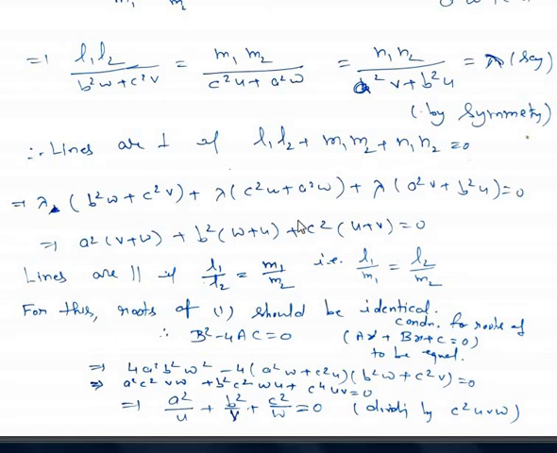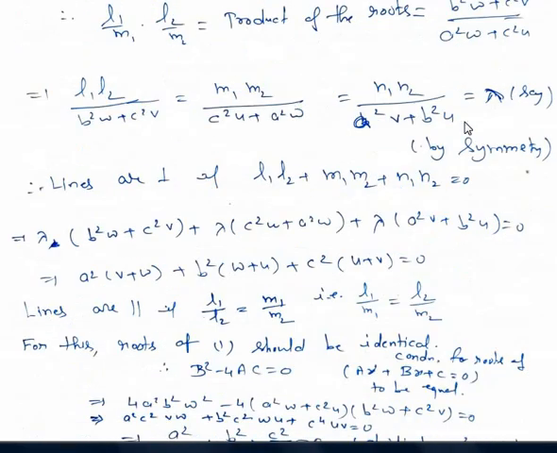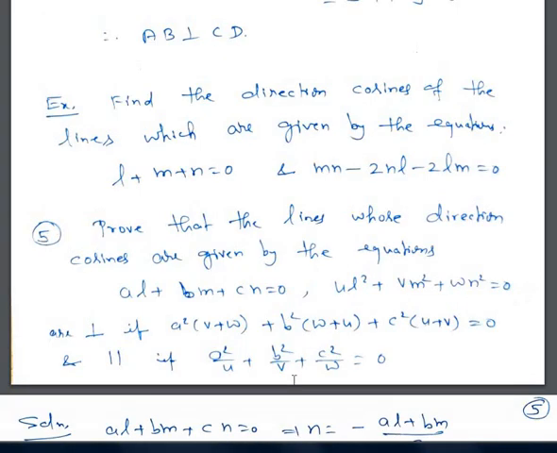So therefore, because the roots of 1 are equal, where is 1? This is equation number 1. So what is capital A here? Capital A is this one, capital B is 2abw and capital C is b²w + c²v. So we make use of B² - 4AC = 0. Put the values of A, B and C, divide throughout by 4 and simplify it, and divide it by c²uvw. So we get a²/u + b²/v + c²/w = 0. So this was to be proved. Okay. Thank you so much.